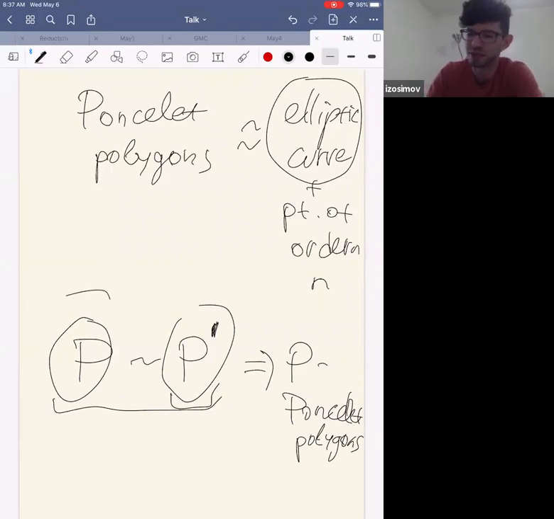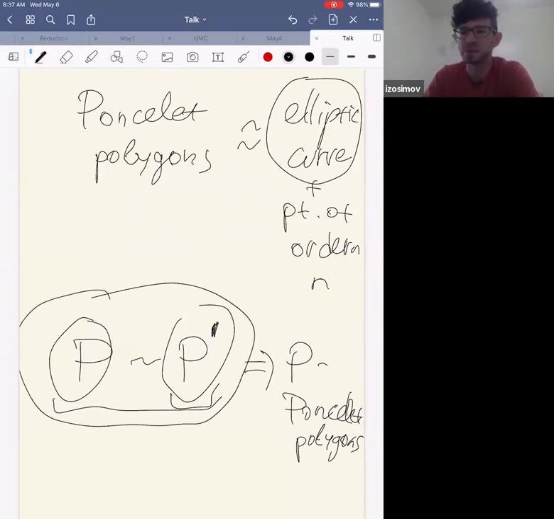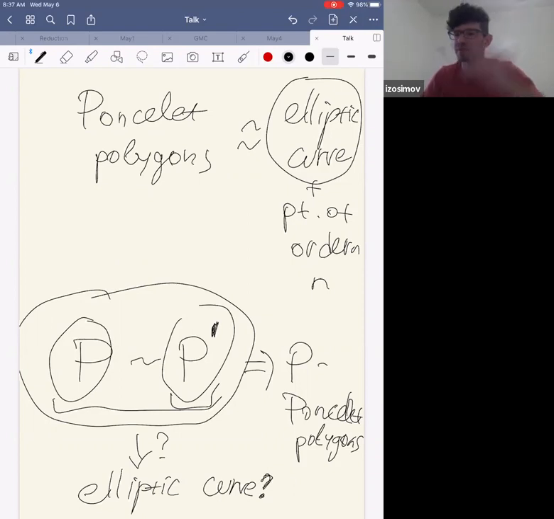So we're given P and P prime, which are projectively equivalent. In order to prove that they're Poncelet, we need to find an elliptic curve in this problem, because a priori there is no elliptic curve here. So our main question will be where the elliptic curve is coming from. As soon as we can find an elliptic curve in this problem, then hopefully we can prove that it's a Poncelet polygon. So the question is where the elliptic curve is coming from. So are there any questions on this?